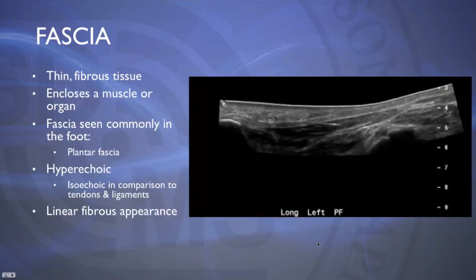Fascia are thin fibrous tissues, and they enclose either a muscle or organ, and the fascia that we're going to be seeing more commonly in the foot is the plantar fascia. It's hyperechoic. It's isoechoic in comparison to tendons and ligaments, but overall it's a hyperechoic structure with a linear fibrous appearance. And this is a beautiful panoramic image showing you the plantar fascia extending across this field here.